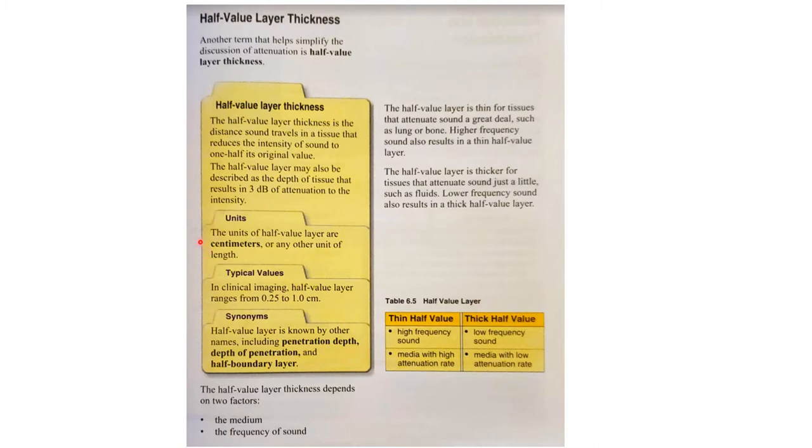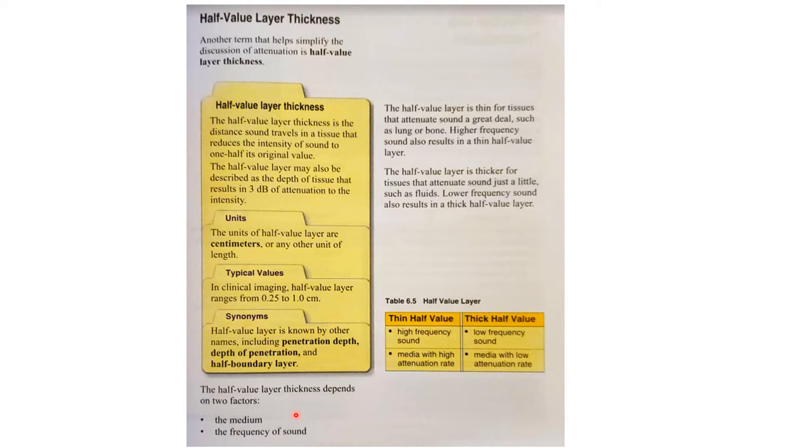The units of half value layer thickness are in centimeters or any other unit of length. Typical values in ultrasound and clinical imaging range from 0.25 to 1 centimeter. There are synonyms for this. It's known by other names, including penetration depth, depth of penetration, and half boundary layer.